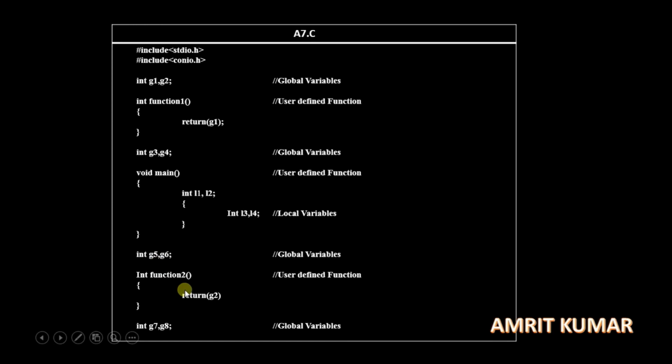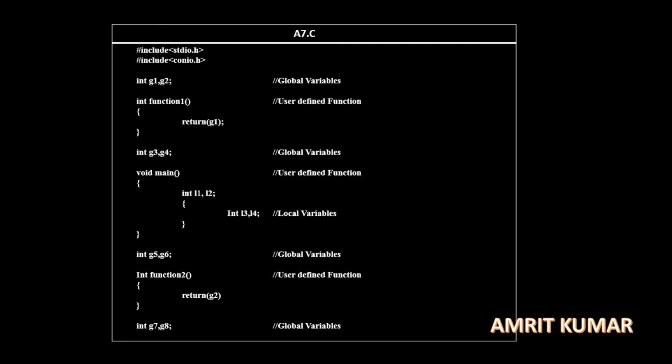Now after that, I have declared another function, function 2. In that I am returning G2. So what will happen? It will return the value of G2, which will be the garbage value given by C. After that, I have used G7 and G8 of data type int. It is also a global variable because it is declared outside of the open and close curly braces. So we can differentiate the local variable and global variable on the basis of what we have studied till now.